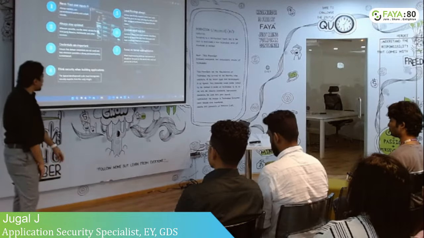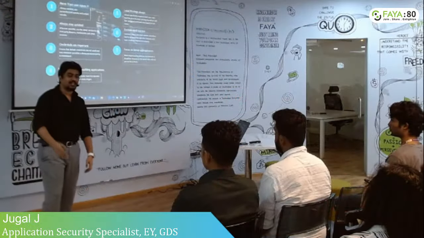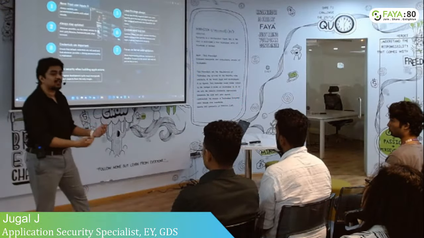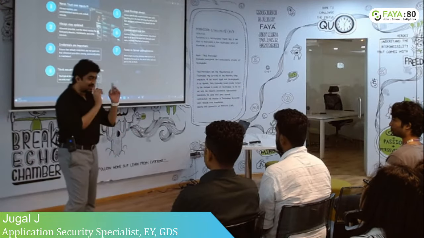And then, yeah, think security when building applications. Like I said, this is very easy for me to say, but it's not really intuitive for us, right? When we write code, we don't think about the security aspects too much. We just want to write it and make sure that the clients are comfortable with it and your end users are happy with your product. That's your end goal.